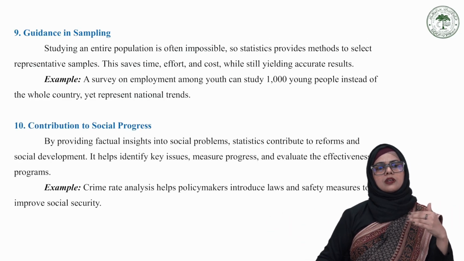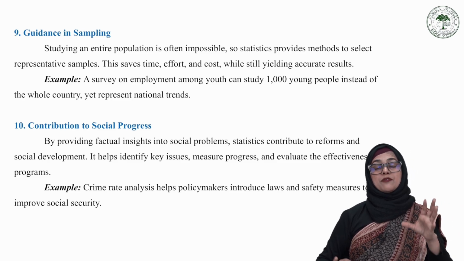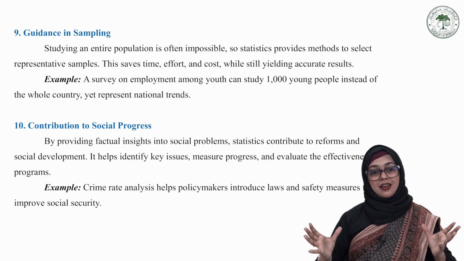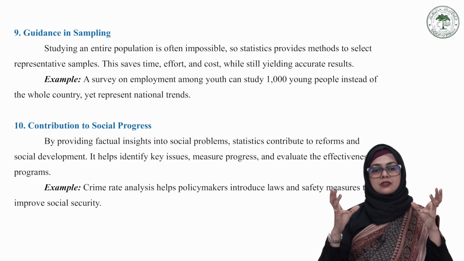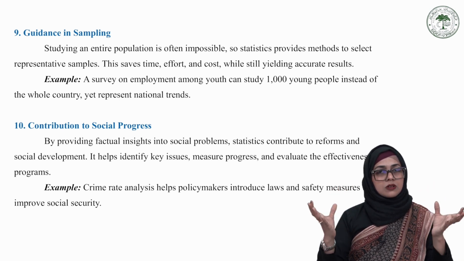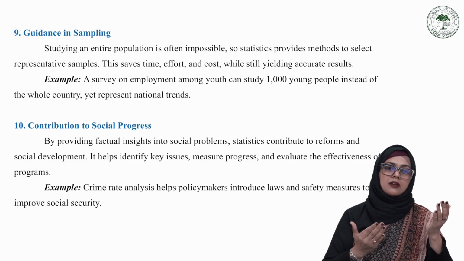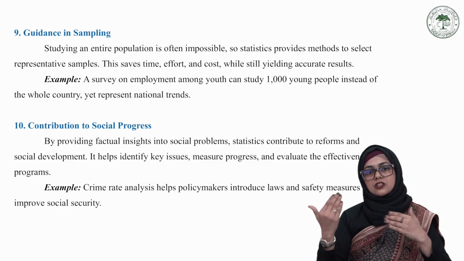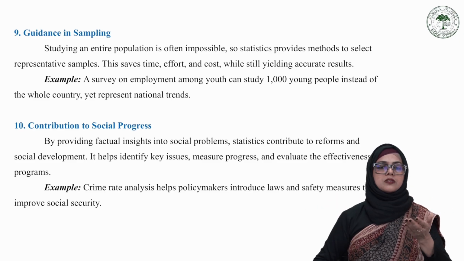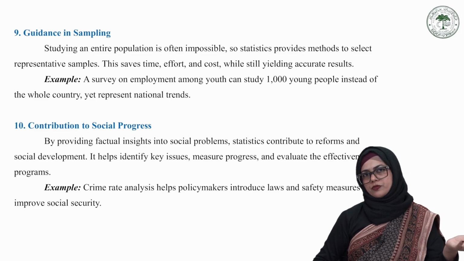Then contribution to social progress. You see that even security, the whole of social science, the laws, the implications, and so on, all of them are dependent on statistical data. Once you know the data, whether the crime rate has increased or decreased, that will make the policy maker introduce different laws and safety measures, basically to improve social security.